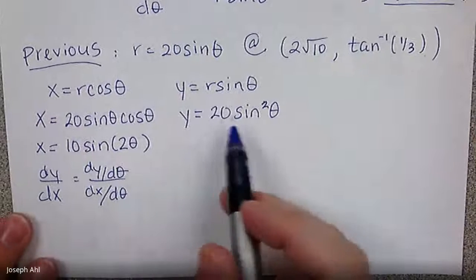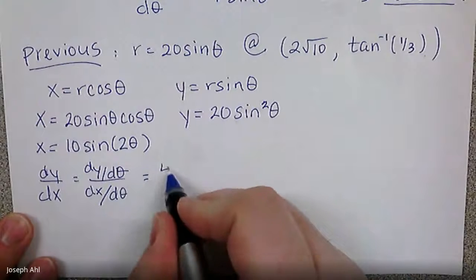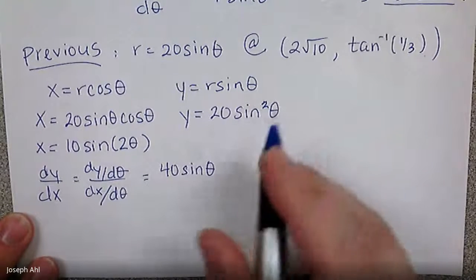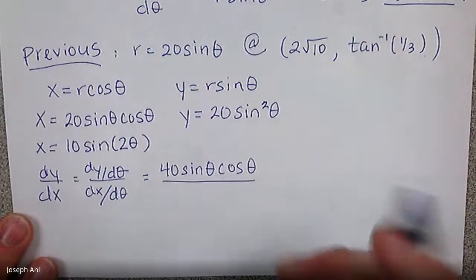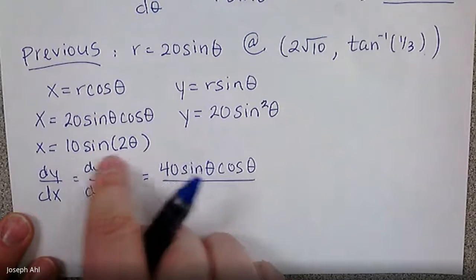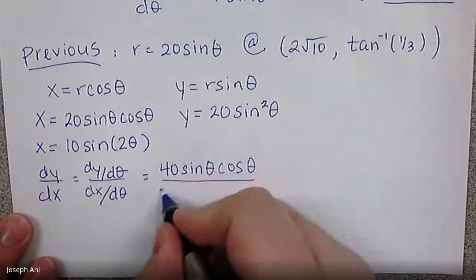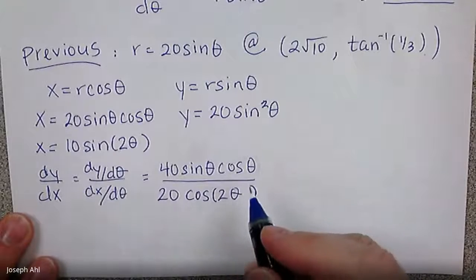Okay. dy/dθ here would be, we need a little bit of chain rule there. So it's going to be 2 times the 20, which would be 40 sine θ times the derivative of the inside, times cosine θ, with chain rule. And then for something like 10 sine 2θ, the derivative of sine is cosine of 2θ. But again, think about chain rule. We're going to have to multiply the outside by 2. So now we have a 20 cosine of 2θ.